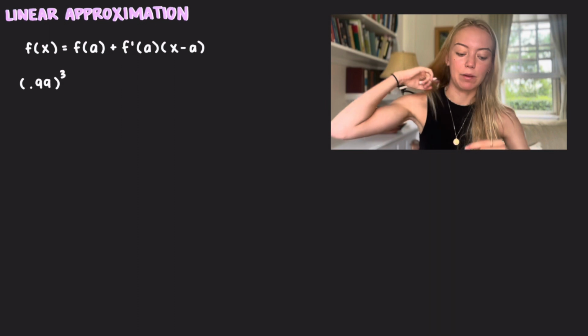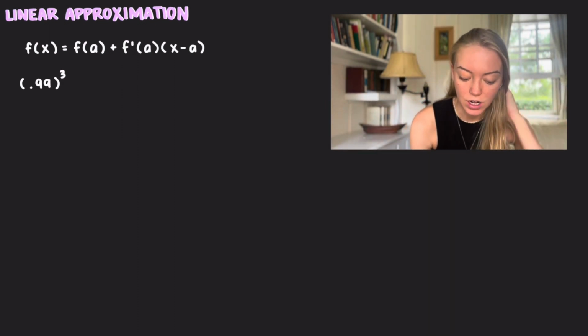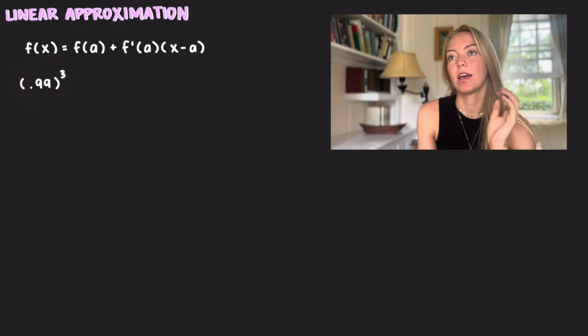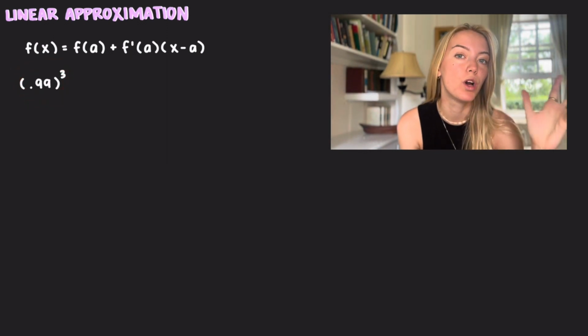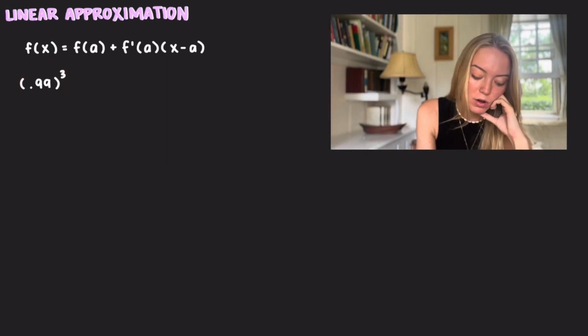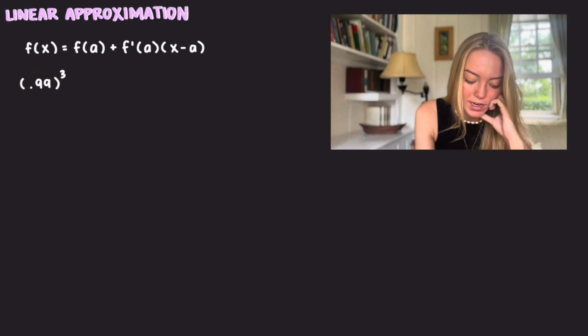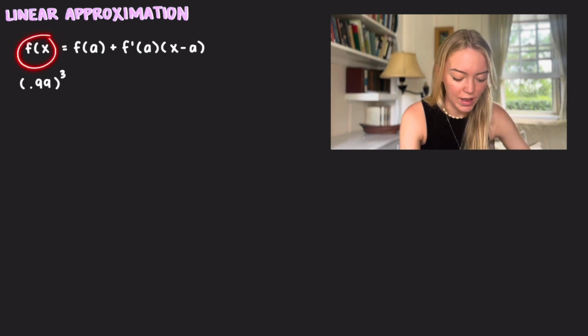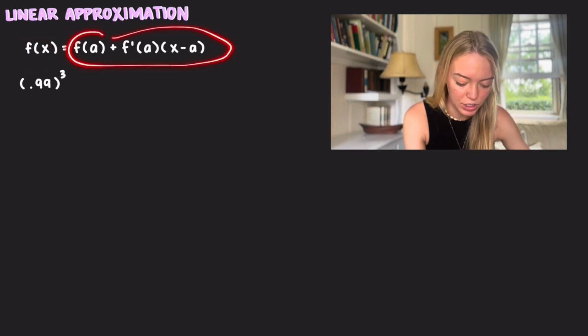Let's just look at an example to kind of talk us through it. So they're going to give you something that is really close to something that you would know the answer of. So you would know the answer to 1 cubed, which is super similar to 0.99. Okay. First step. See here how it's f of x equals this?